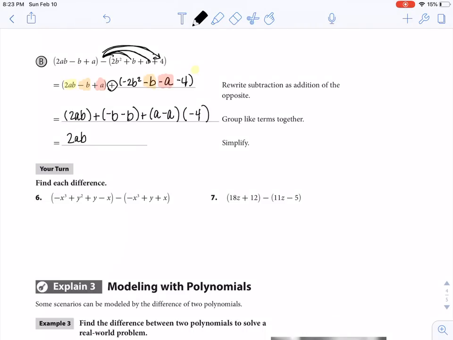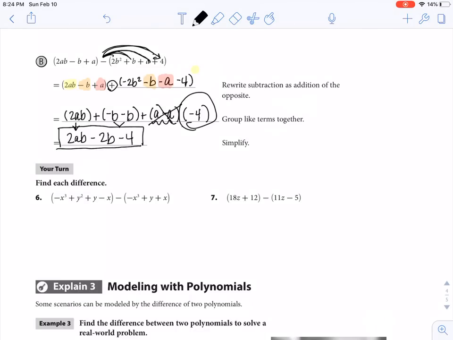And so now I'm going to go through. And like I said, we're just going to bring that 2ab down because that stays the same. I have a negative b minus b, so I have negative 2b. I have a minus a, which equals 0. And then I have this negative 4. So I have negative 4 here. And so my final simplified answer will be 2ab minus 2b minus 4.